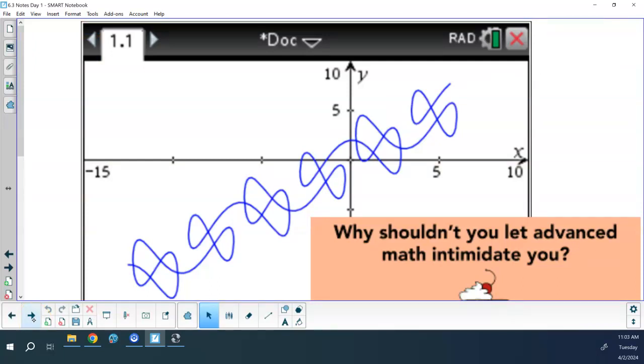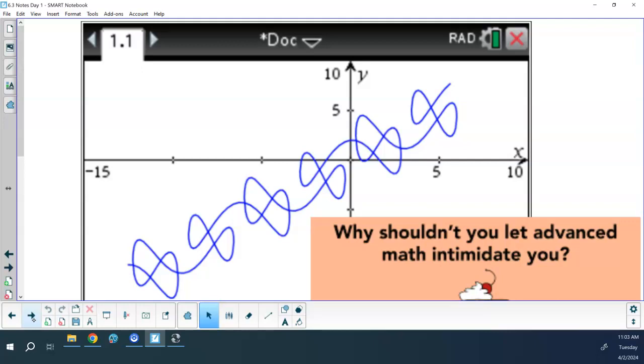The days of nice graphs, lines, parabolas, circles, cubic type stuff, those are over. We're gonna graph stuff like that now. Okay? That is an actual function. Well, it's not a function, but it's a parametric function. Okay. So we're gonna get into that.